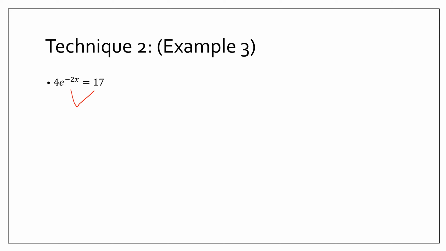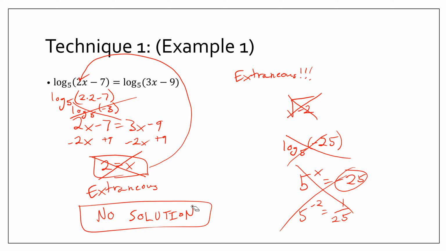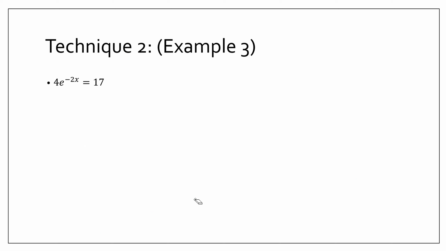There is no way I can make these two sides look like each other. Look, x is in the exponent here. I don't even have an exponent on this side. So unlike this problem where I had two exponents and this problem where I had two logarithms, I'm not going to be able to do that over here. So what I need to do is translate. I need to get this to a point where I can translate this into a logarithm.